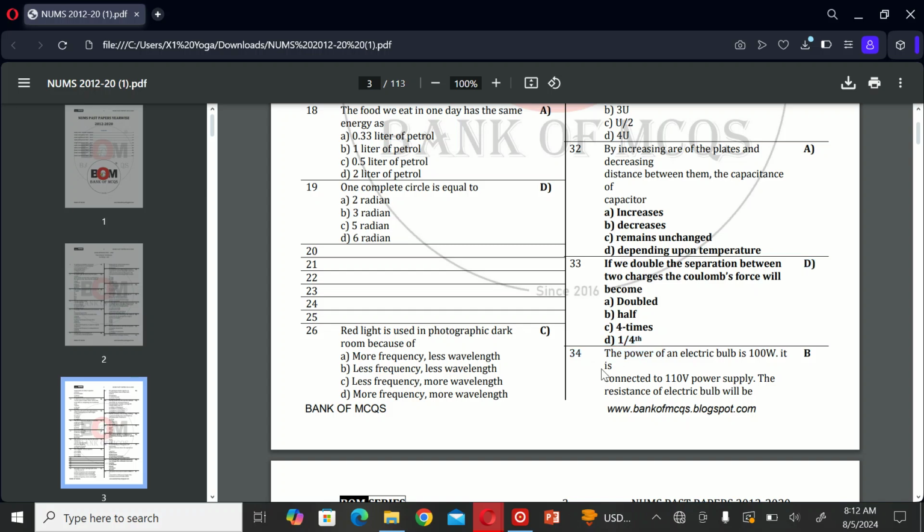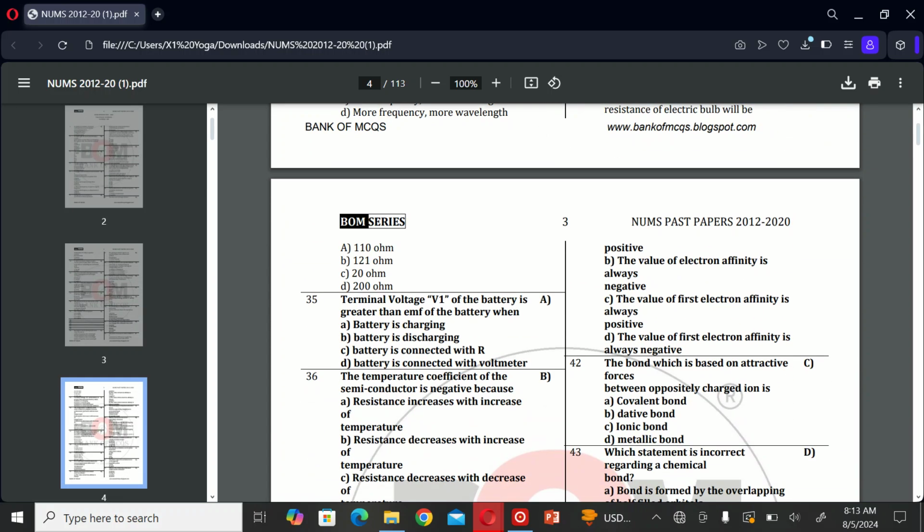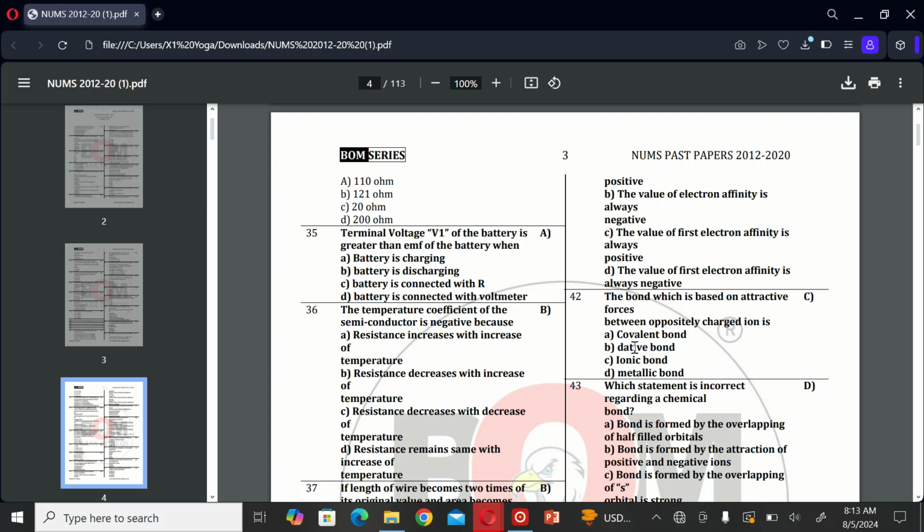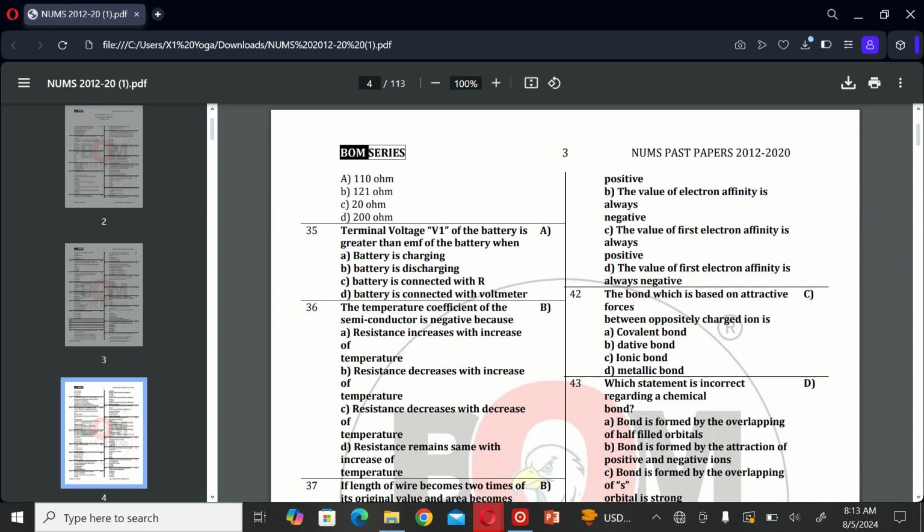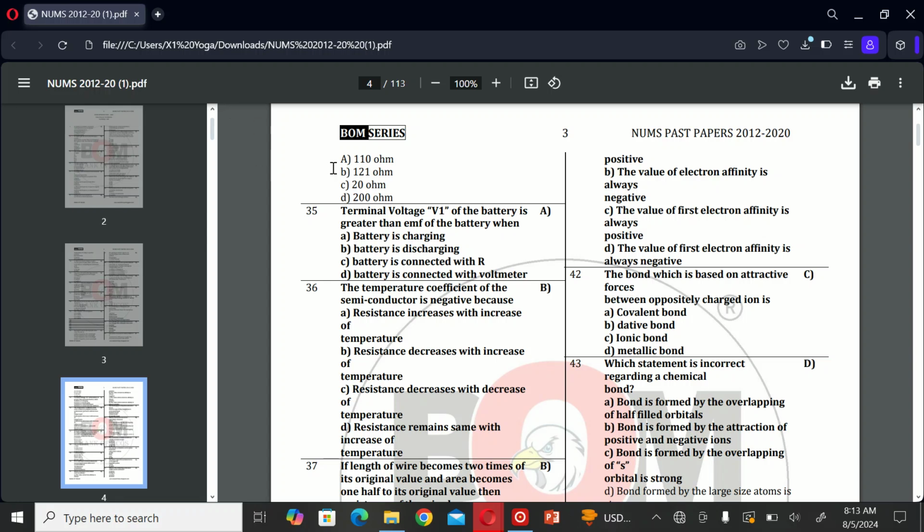The next MCQ is: the power of an electric bulb is 100 watts. It is connected to a 110 volt power supply. The resistance of the electric bulb will be A 110 ohms, B 121 ohms, C 20 ohms, and D 200 ohms. So the correct option is B, 121 ohms.